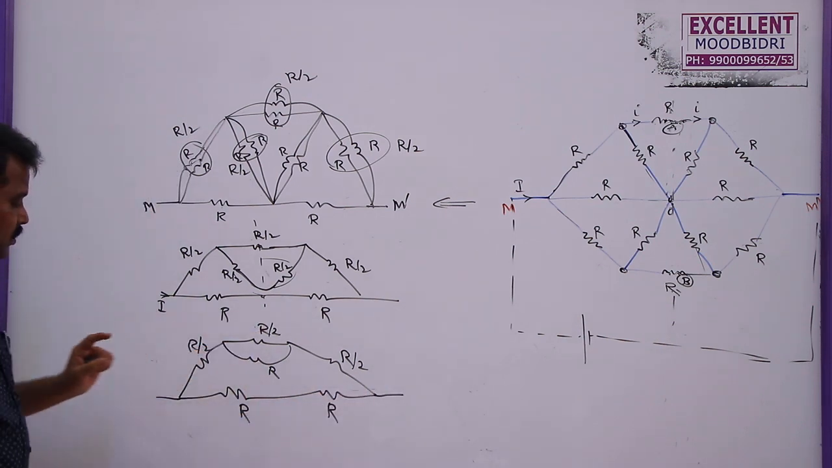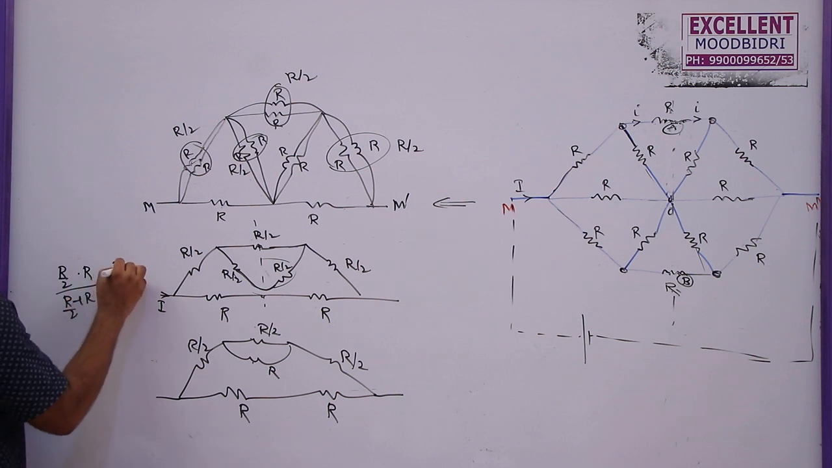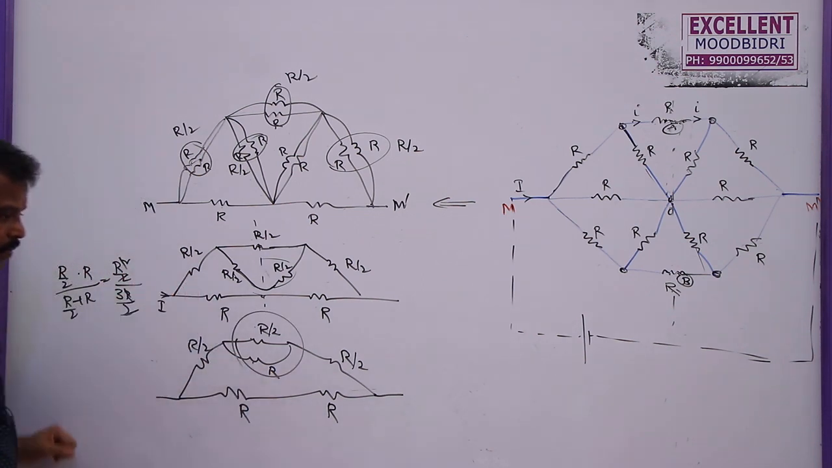R by 2 plus R, these two are parallel. So R by 2 into R, by R by 2 plus R. This is R square by 2 by 3R by 2, the 2s cancel. This is R by 3. This value is R by 3.